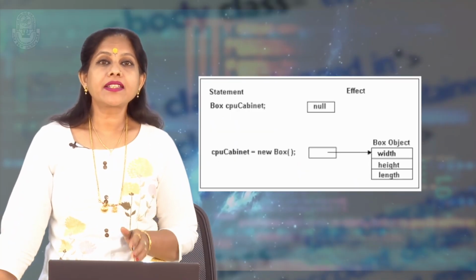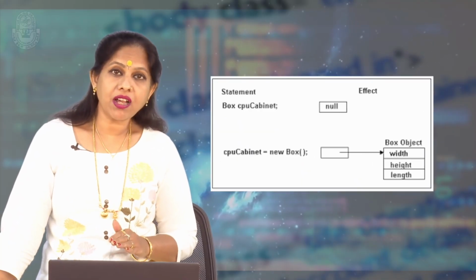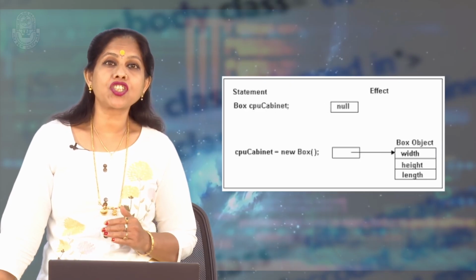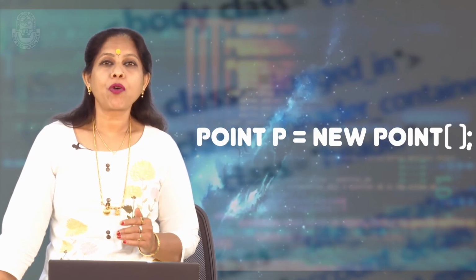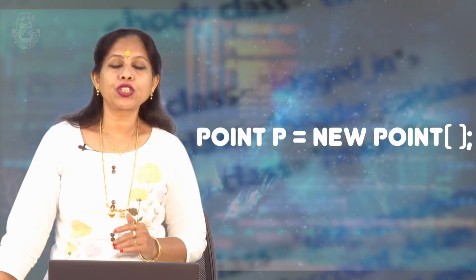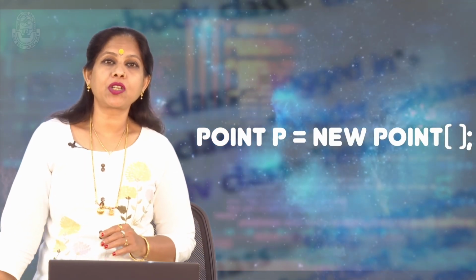The new operator. The new operator creates a single instance of a named class and returns a reference to the object. For example, an instance of the class Point can be created as shown. Point p = new Point(); Here, p is a reference to an instance of Point.